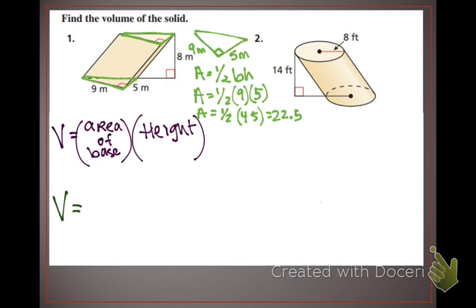We're almost moved on with it. All right, so now we're going to plug it into our volume formula. What is the area of the base? 22.5 times the height of the entire shape. The height is what pushes the two triangles apart. So what's that height? 8.